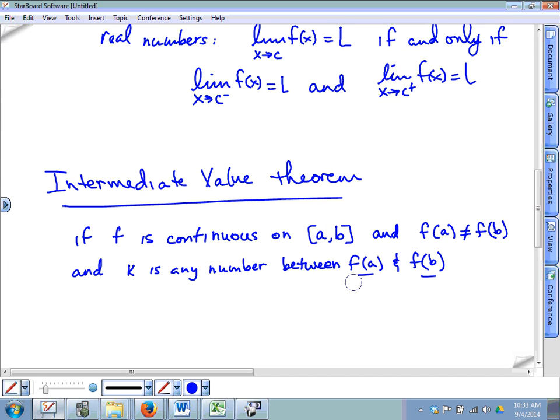Yeah. So k is just any number between f of a and f of b, but those are just numbers as well. So k is between just 2 points. And we can't have f of a equaling f of b. Okay, we okay so far?